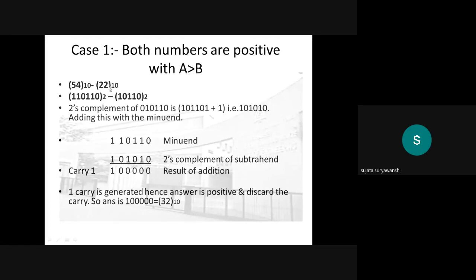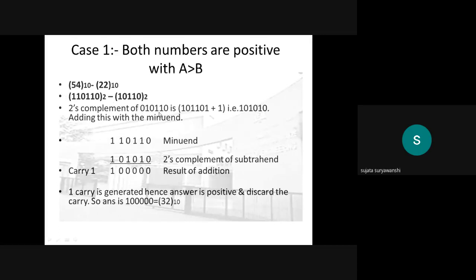Then for 54 minus 22, we should first find out the 2's complement of 22 to get minus 22, because 22 is neither positive nor negative. First of all, you have to find out the 2's complement of 22. Why have I added a 0 here? Because the first number can be shown by 6 digits. That's why I have taken this 0.